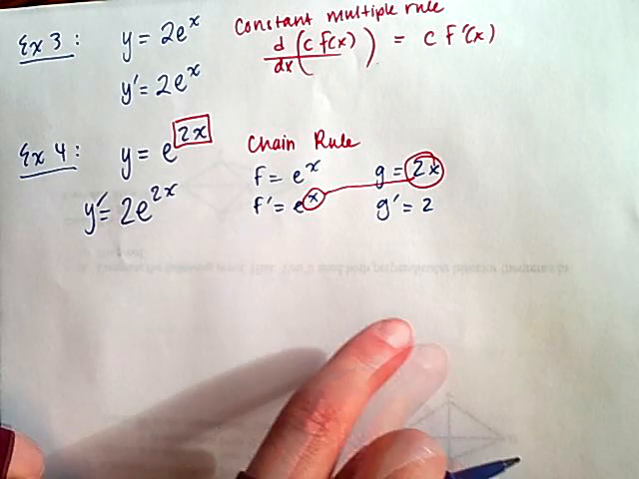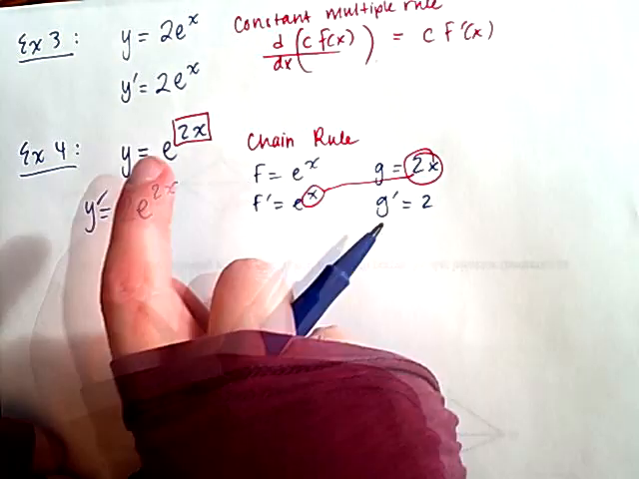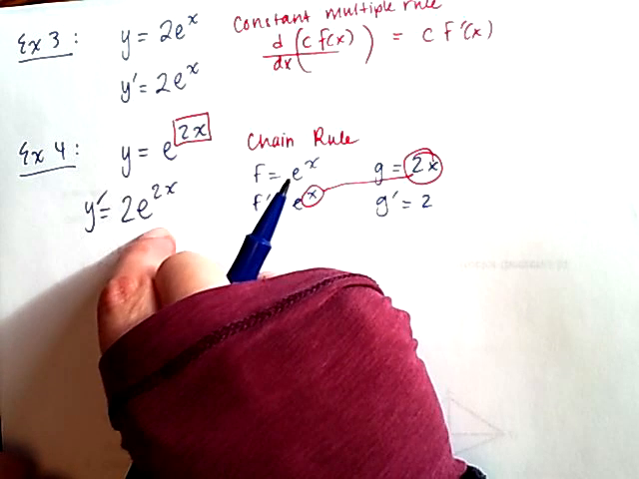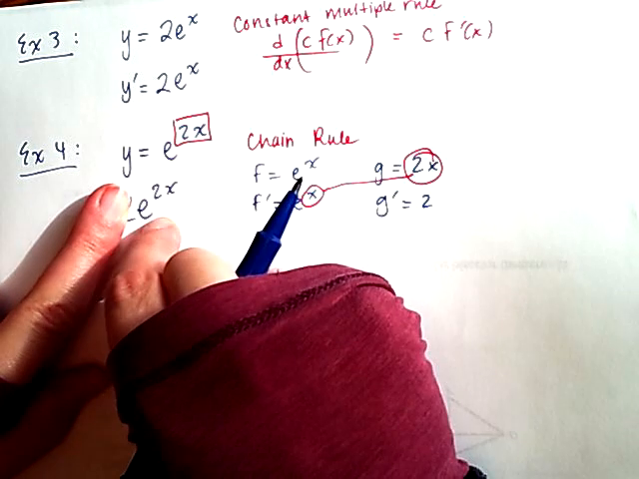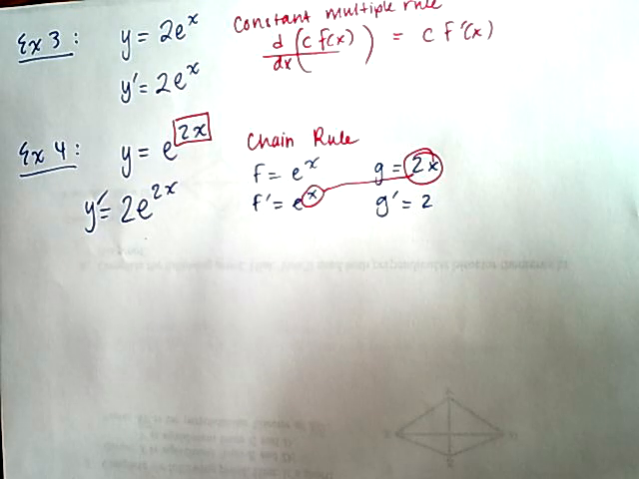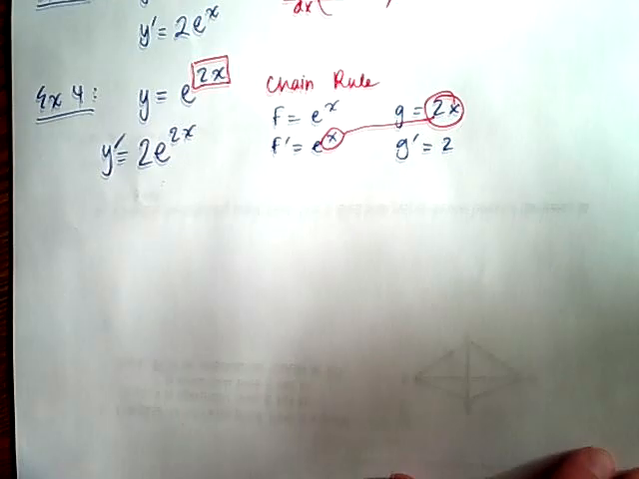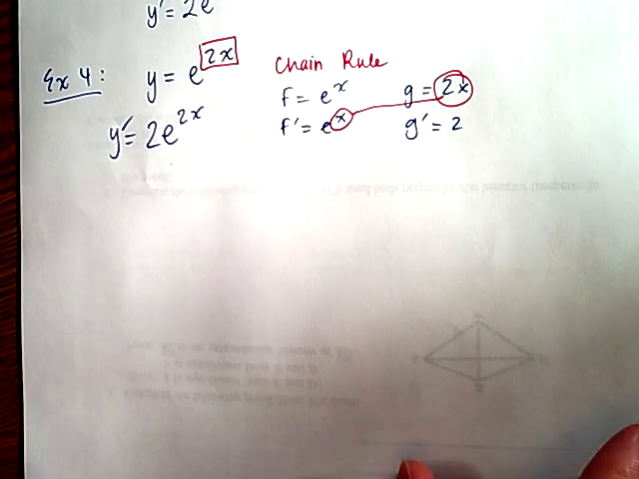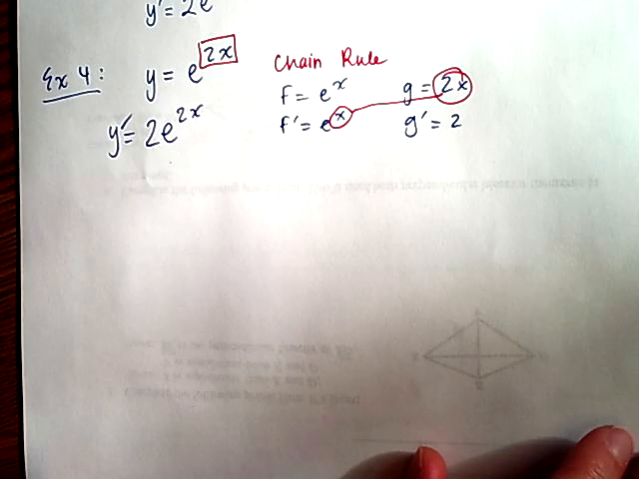Another way of thinking about the chain rule with e to the x as the outside function is just literally rewriting the exact same function, e to the 2x, and then multiplying it by the derivative of the inside function, which is that 2. Okay, let's look at another one.